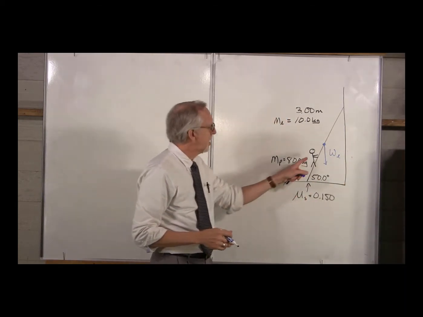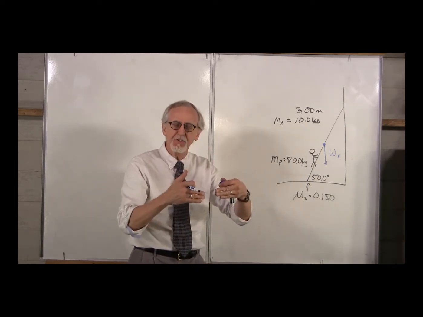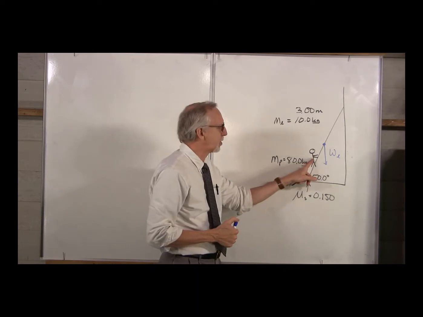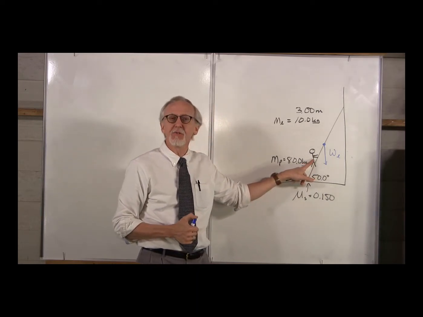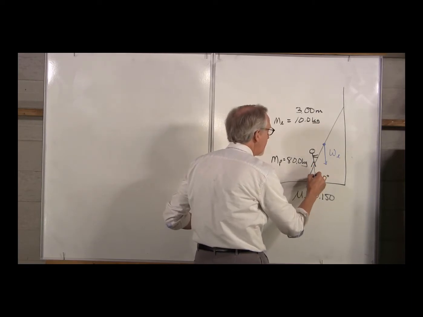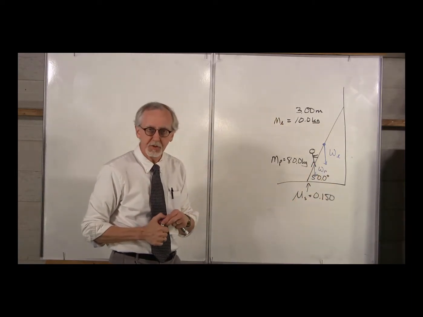What else? Well, there's the weight of the person. The person is standing on the ladder, the weight of the person. Where does that act? That acts at the point where the person is standing. In what direction? Straight down. So we've got a force acting down. I'll call this W sub P for the weight of the person.